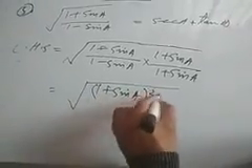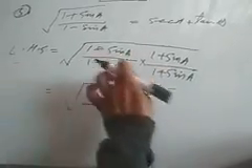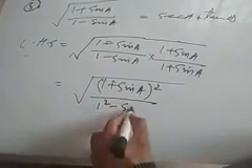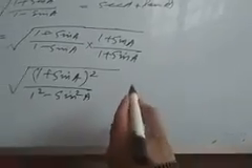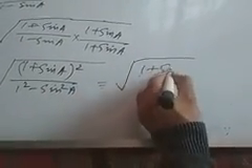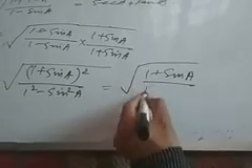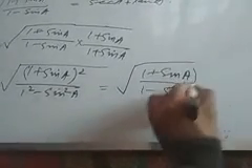1 plus sin A whole square divided by, using A plus B into A minus B, which is A square minus B square, 1 square minus sin square A. That will be equal to under root of 1 plus sin A whole square divided by 1 minus sin square A, since 1 square is 1.